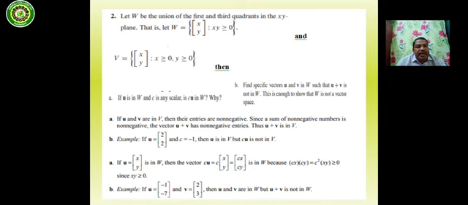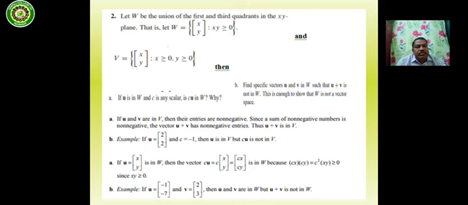Because u value is minus 1, minus 7 and v value is 2, 3, what is the u plus v value? It is minus 1, minus 4. So their product value is minus 1 into minus 4, which gives us 4.